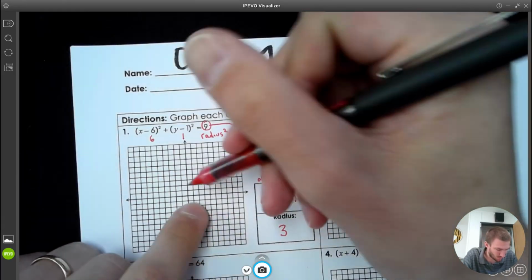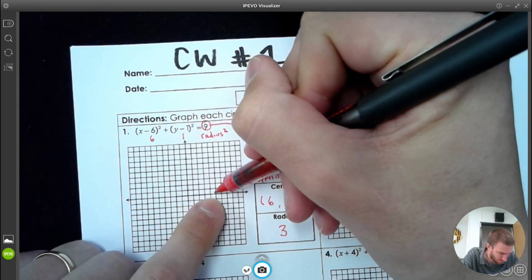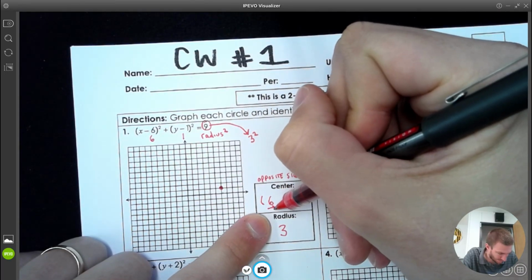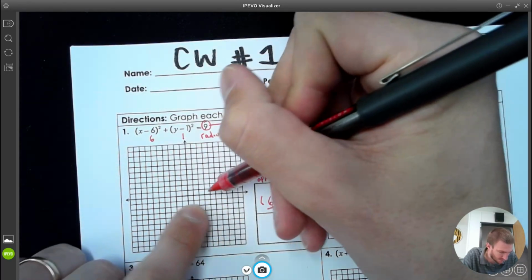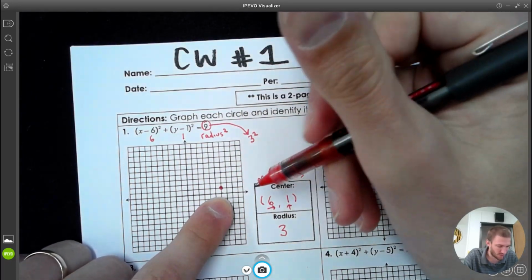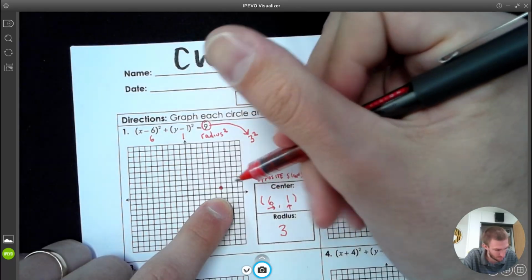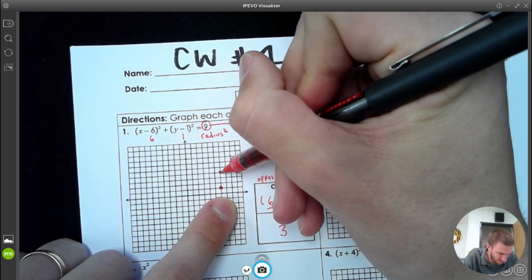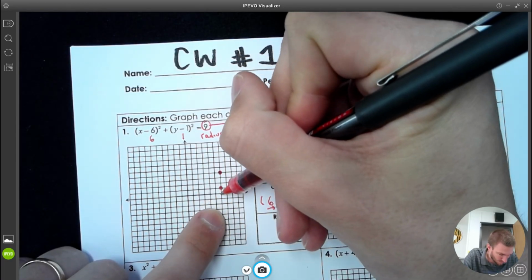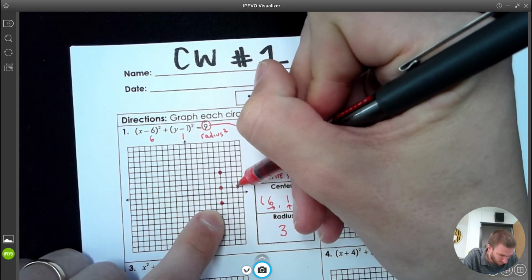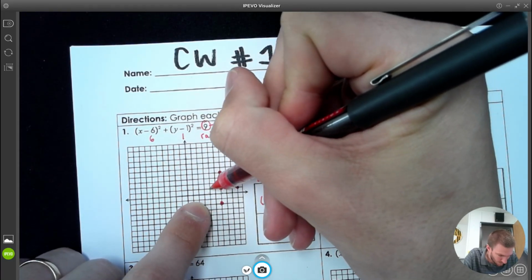I'm going to go to 6, 1. 1, 2, 3, 4, 5, 6, 1. Remember, this is the x direction and this is the y direction. There's 6, 1. And my radius is 3. I'm going to get the corners of my circle, even though circles don't have corners, using the radius. 1, 2, 3. 1, 2, 3. 1, 2, 3.